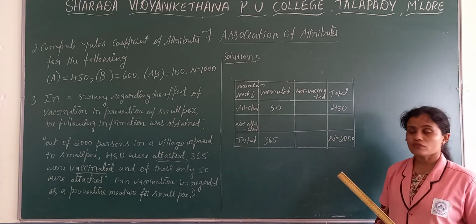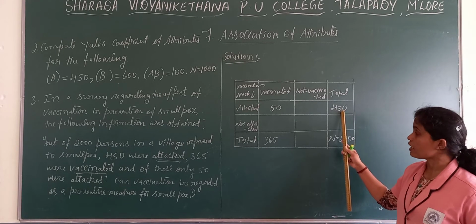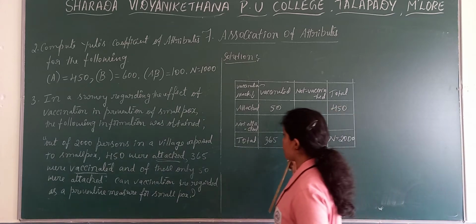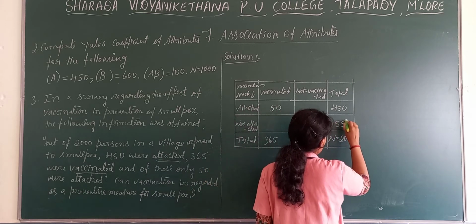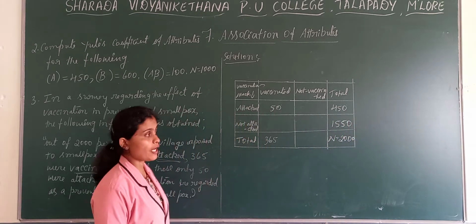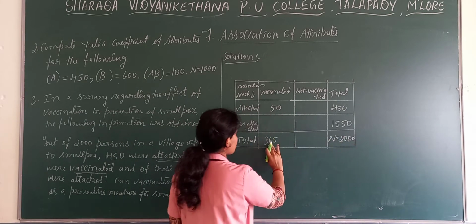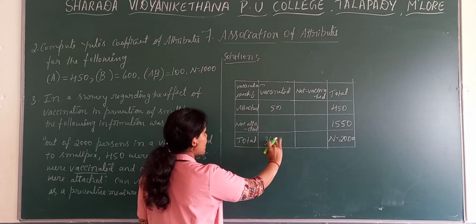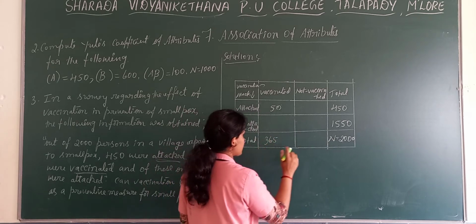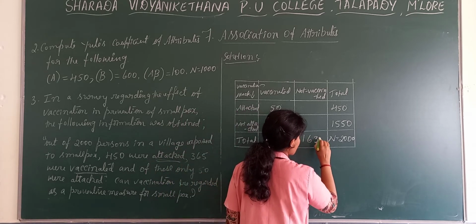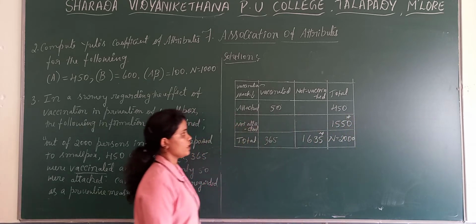Now the remaining information we need to find out. Out of 2000, if 450 were attacked, then how many were not attacked? Those who were not attacked: 1550 were not attacked by smallpox. In the same way, out of 2000, if 365 are vaccinated, how many are not vaccinated? 2000 minus 365, we get 1635.